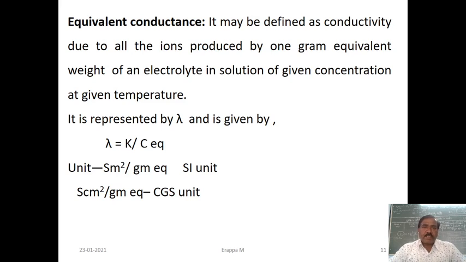Equivalent conductivity. Another definition is equivalent conductance. It may be defined as conductivity due to all the ions produced by 1 gram equivalent weight of an electrolyte in solution of a given concentration at a given temperature. It is represented by lambda and is given by lambda is equal to K divided by C equivalent. Unit for this in SI units is Siemens meter square per gram equivalent. The same can be expressed in Siemens centimeter square per gram equivalent in CGS system.